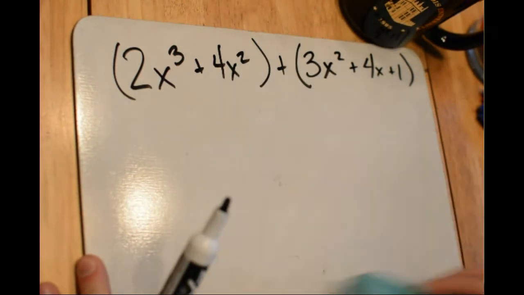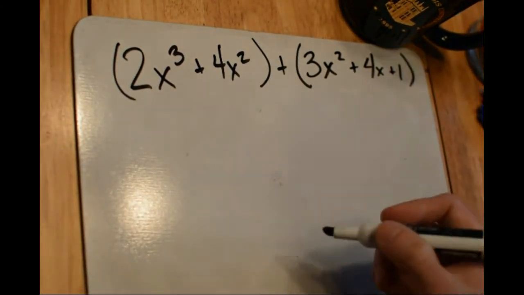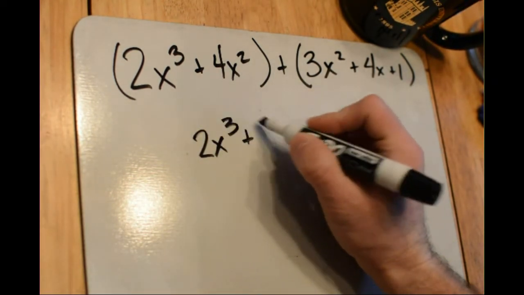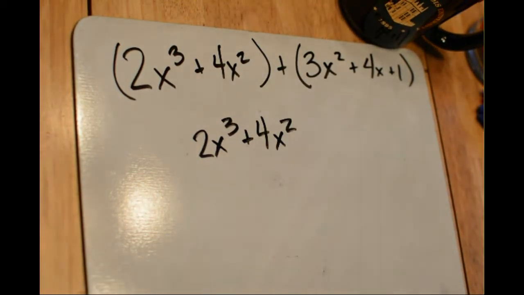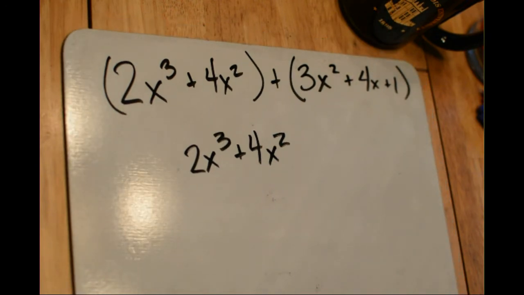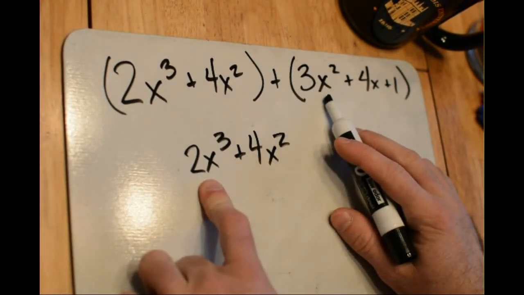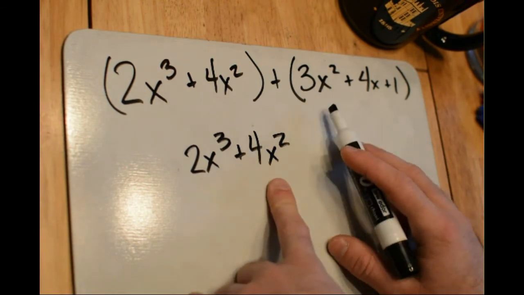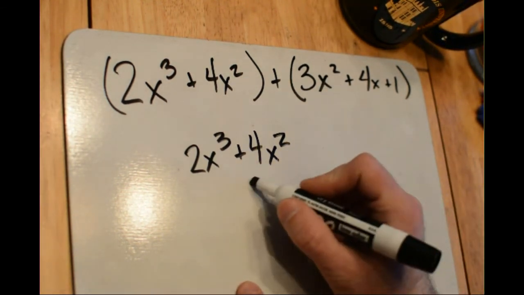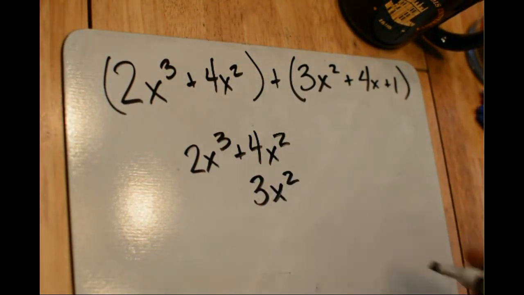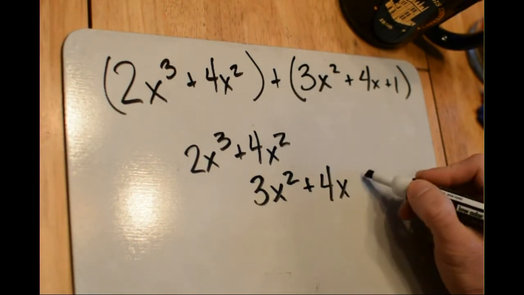Adding polynomials in the vertical way is done really the same way. I want to take this first polynomial, which is 2x to the third plus 4x squared. And I want to add this polynomial, 3x squared plus 4x plus 1. Now if we're going to line this up and add them vertically, we need all of their like terms to be lined up. So since this polynomial does not have an x to the third, but it does have a 3x squared, I'm going to line up the 3x squared directly underneath the 4x squared because those are like terms. And we have a 4x and a 1.